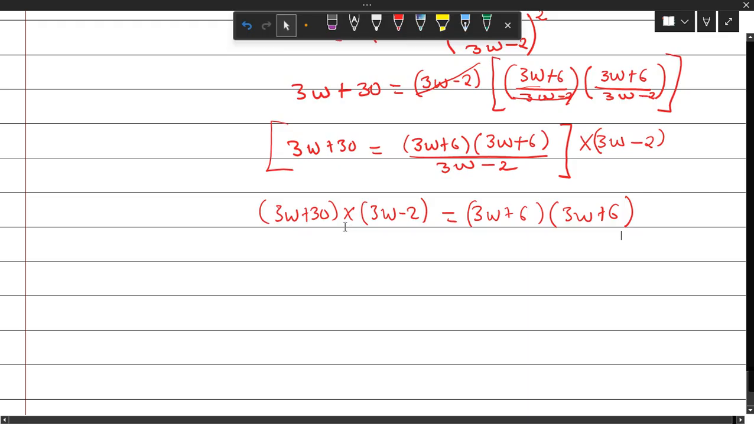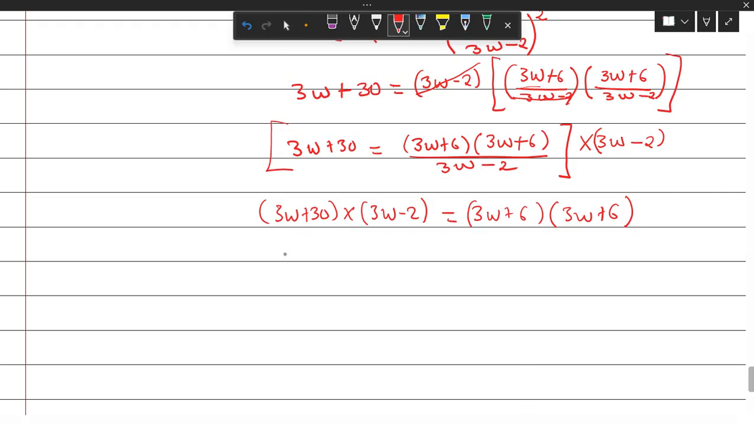Okay, so now let's expand. So expanding, simple. So you say 3w, which is multiplying by everything in the brackets, 3w minus 2, then plus 30, 3w minus 2, same applies.